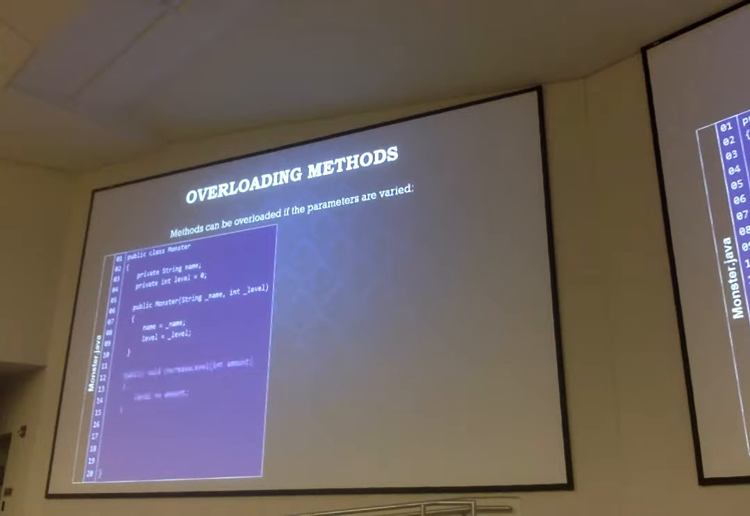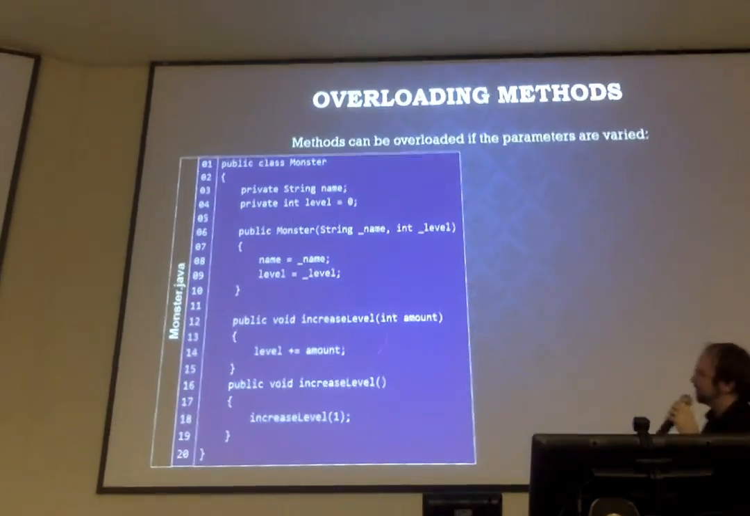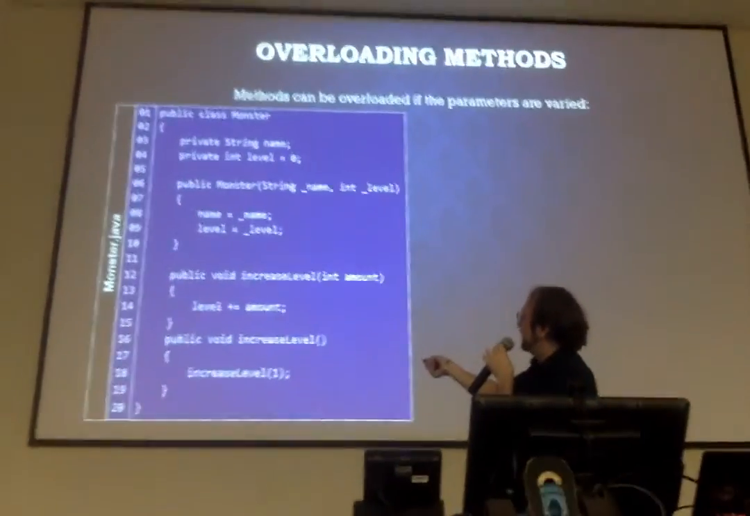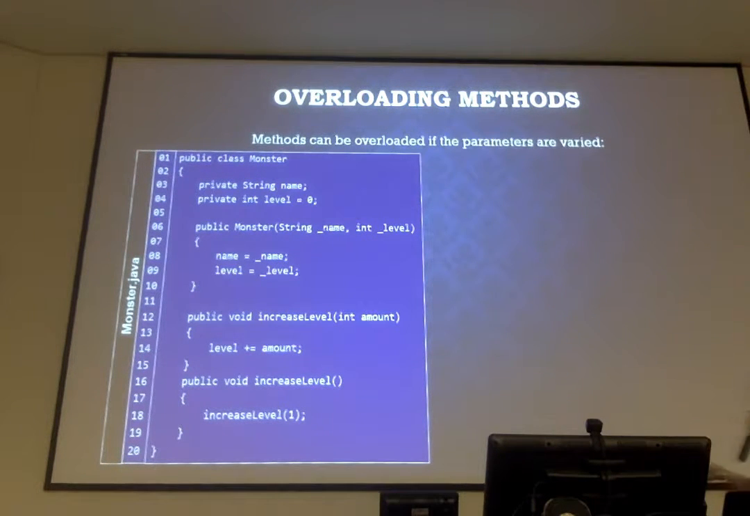So we've seen it with constructors, but I can also do it with other types of methods. So let's say that we had this monster, and then I had a function called increase level that would let me put in a number of levels to increase the level by, and then I would add that amount to the level. I could have another version of that called increase level that took no parameters, and it could just increase the level by 1. So in this case, increase level with no parameters calls the other version, the overloaded version, increase level with an amount, and it passes in the variable 1.